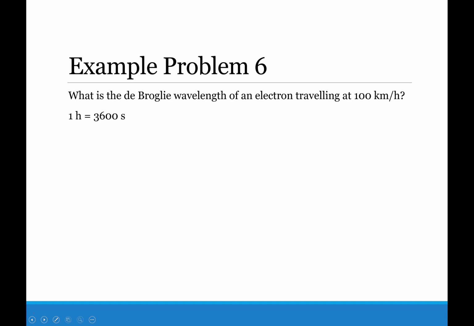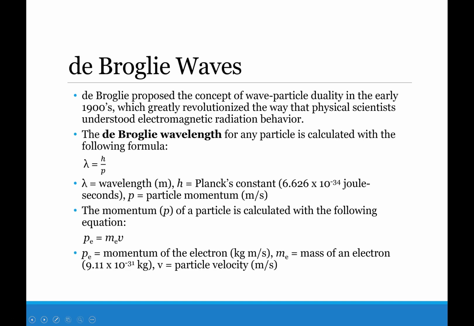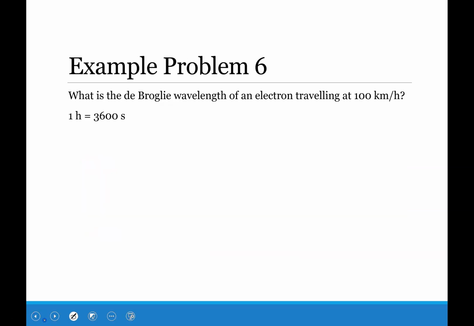Example problem 6 asks us to calculate the de Broglie wavelength of an electron traveling at 100 kilometers per hour. And then it tells us that 1 hour equals 3,600 seconds. So the two equations we're going to be using are this equation and this equation. And you'll often have to jump back and forth between the two to figure out exactly what the de Broglie wavelength of a particular electron being or energy being is.